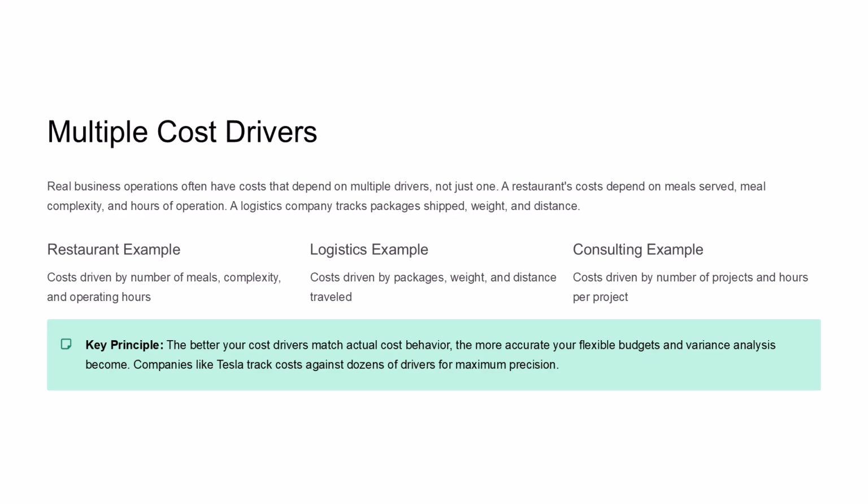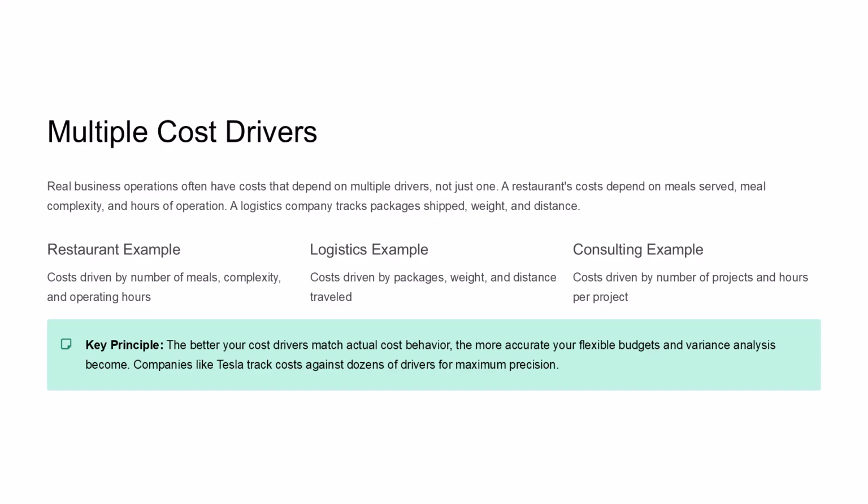Most of the flexible budgets we've discussed so far use a single cost driver, usually units produced or units sold, but in real business operations, costs often depend on multiple drivers. A restaurant's costs depend on the number of meals served, but also the average complexity of those meals and the hours of operation. A logistics company's costs depend on the number of packages shipped, but also the weight and distance. A consulting firm's costs depend on the number of projects, but also the hours per project. When costs depend on multiple drivers, using just one driver in your flexible budget introduces distortion. You need a more refined approach.